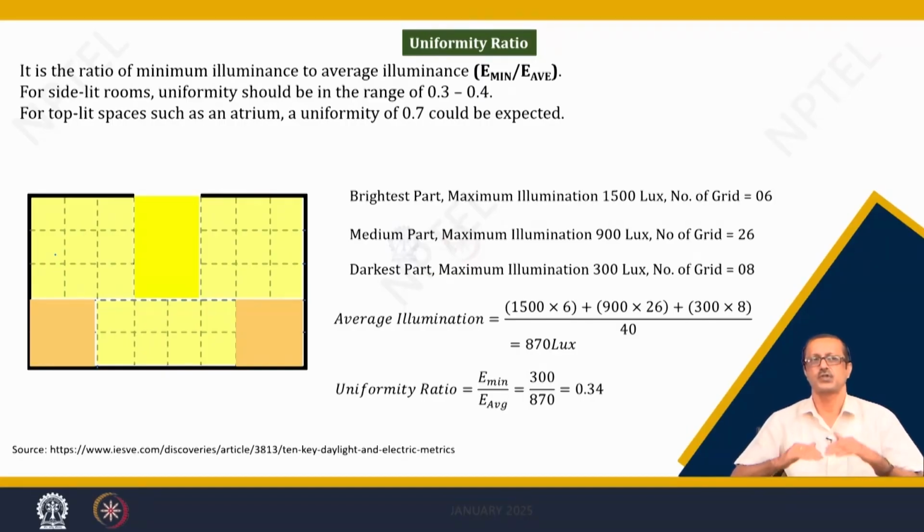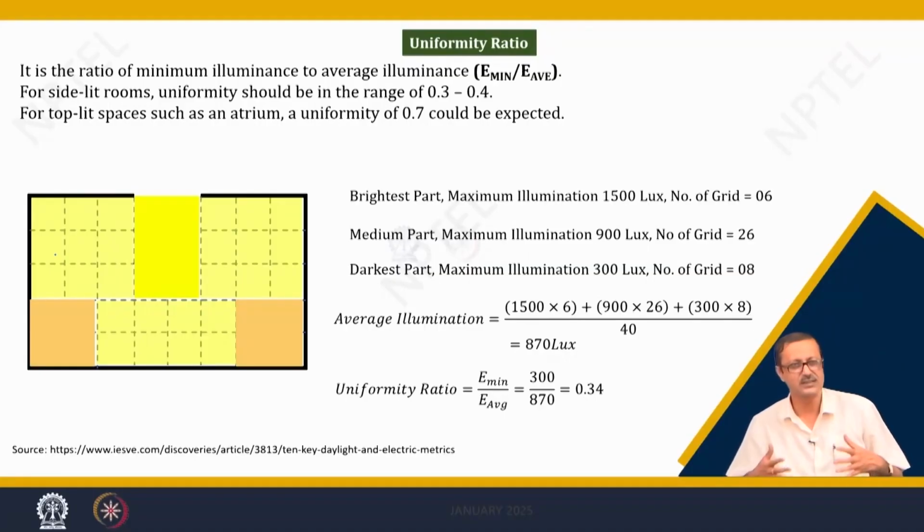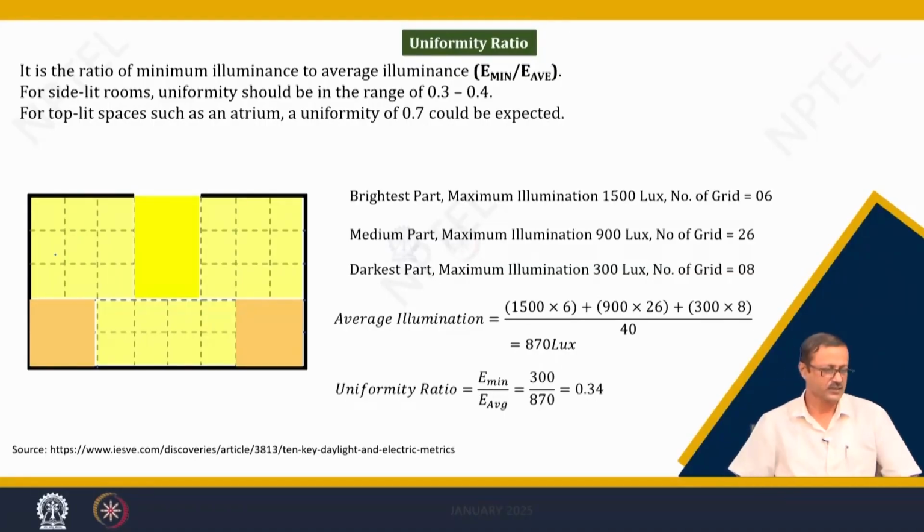The average and the minimum should have some kind of parity, a good ratio. It is not that one side is too dark and the other side is too illuminated, so that your average is too high. That will create glare kind of issues.